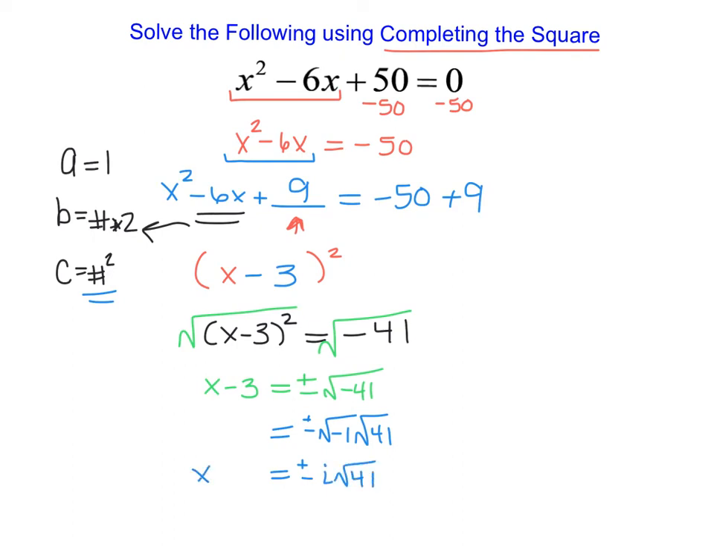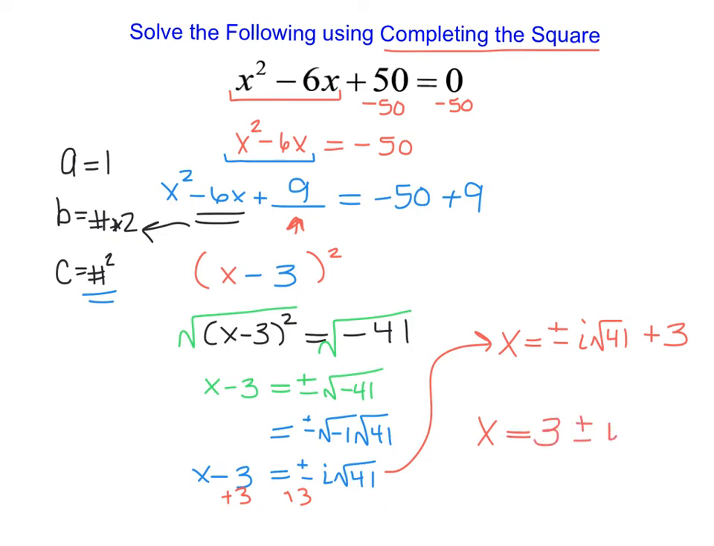So then from here, my last step in order to get x alone is I need to add 3 to each side. So I end up with x is equal to plus or minus i times the square root of 41 plus 3. And then remember, the most standard way to write this is to put the real part first. So we would write x equals 3 plus or minus i times the square root of 41.